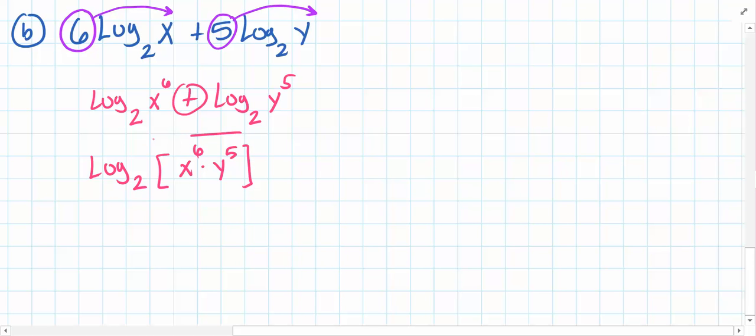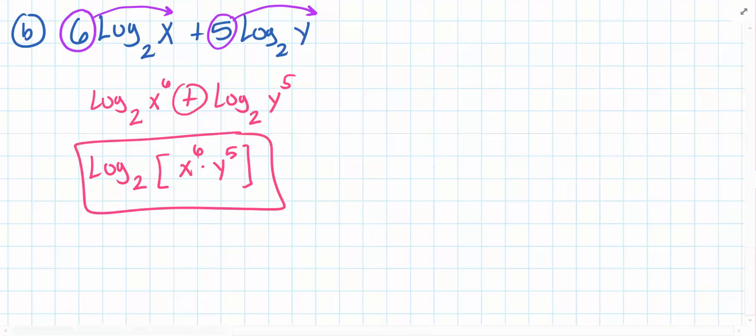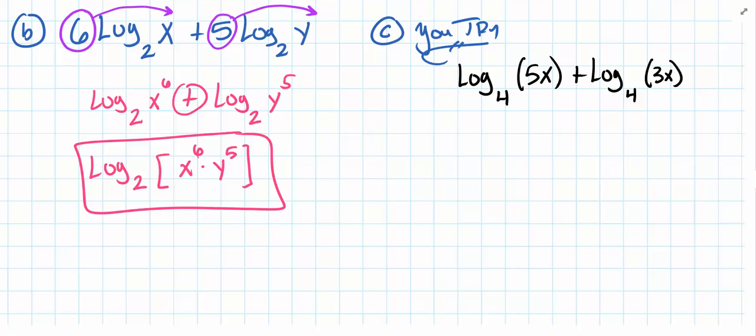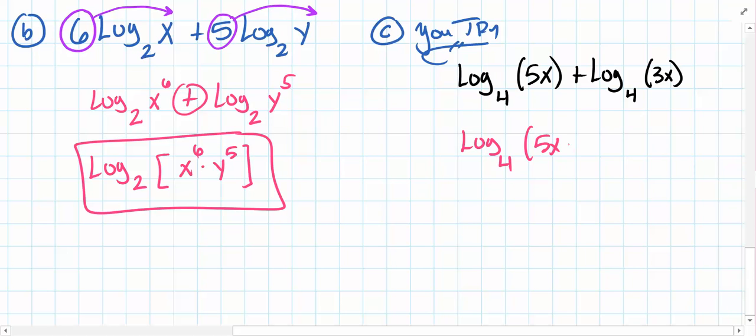Okay, you try with a partner. Log base 4 of 5x plus log base 4 of 3x. What can you do to that? Yes, this would be log base 4 of 5x times 3x, which of course would be log base 4 of 15x squared. So that would be the simplified version of condensing that logarithm down.